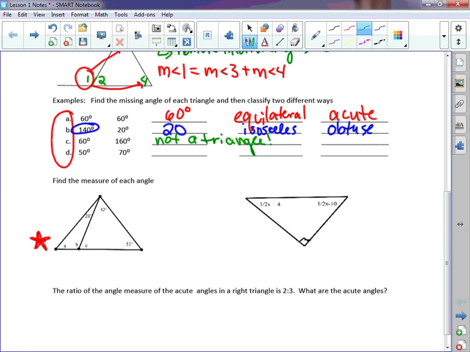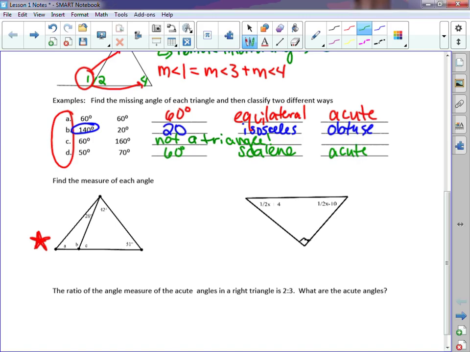Very good. And then D, what did we get for our last angle here? 60, good. So what type is this based on our angles? Acute, good. None of them are larger than 90 degrees. And what is it based upon my sides? Go ahead. Alright, questions on A through D?